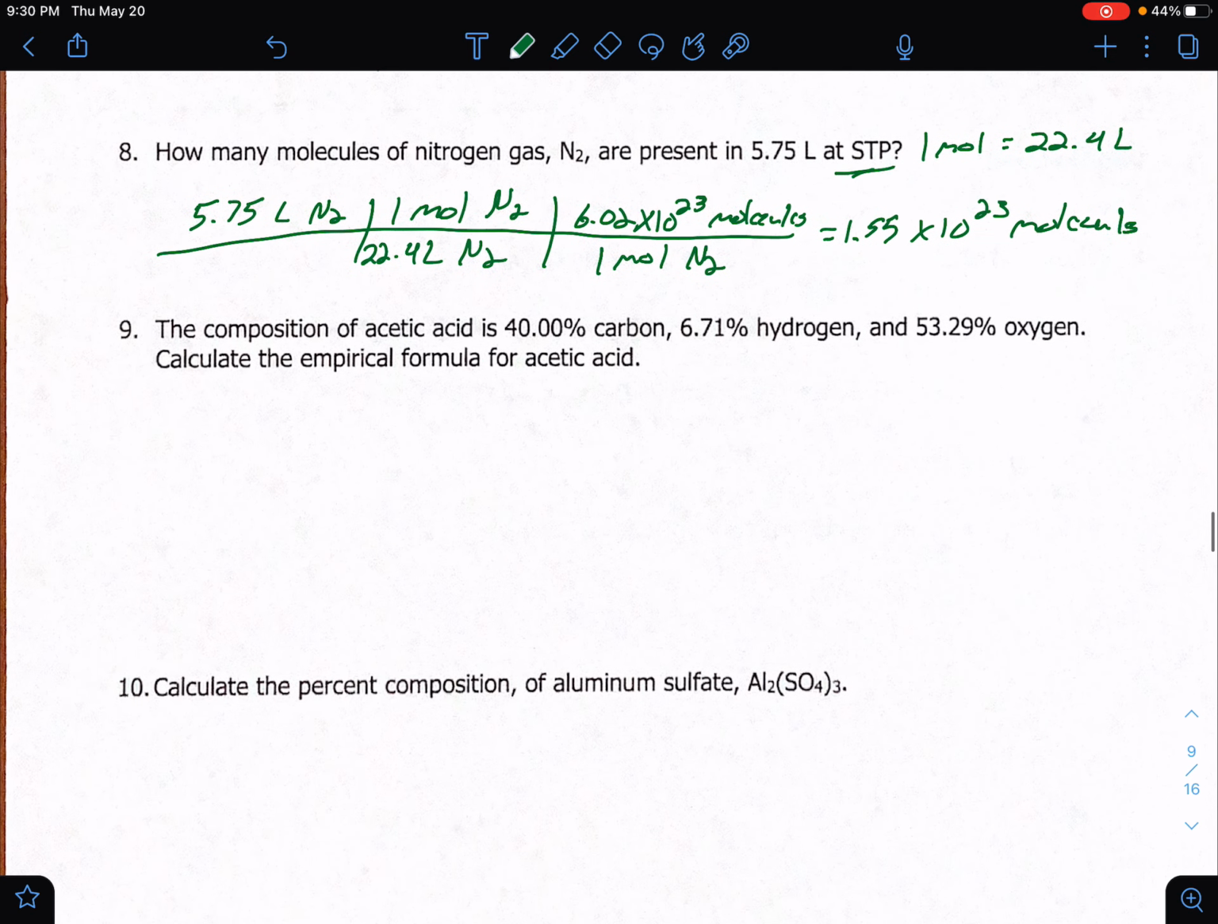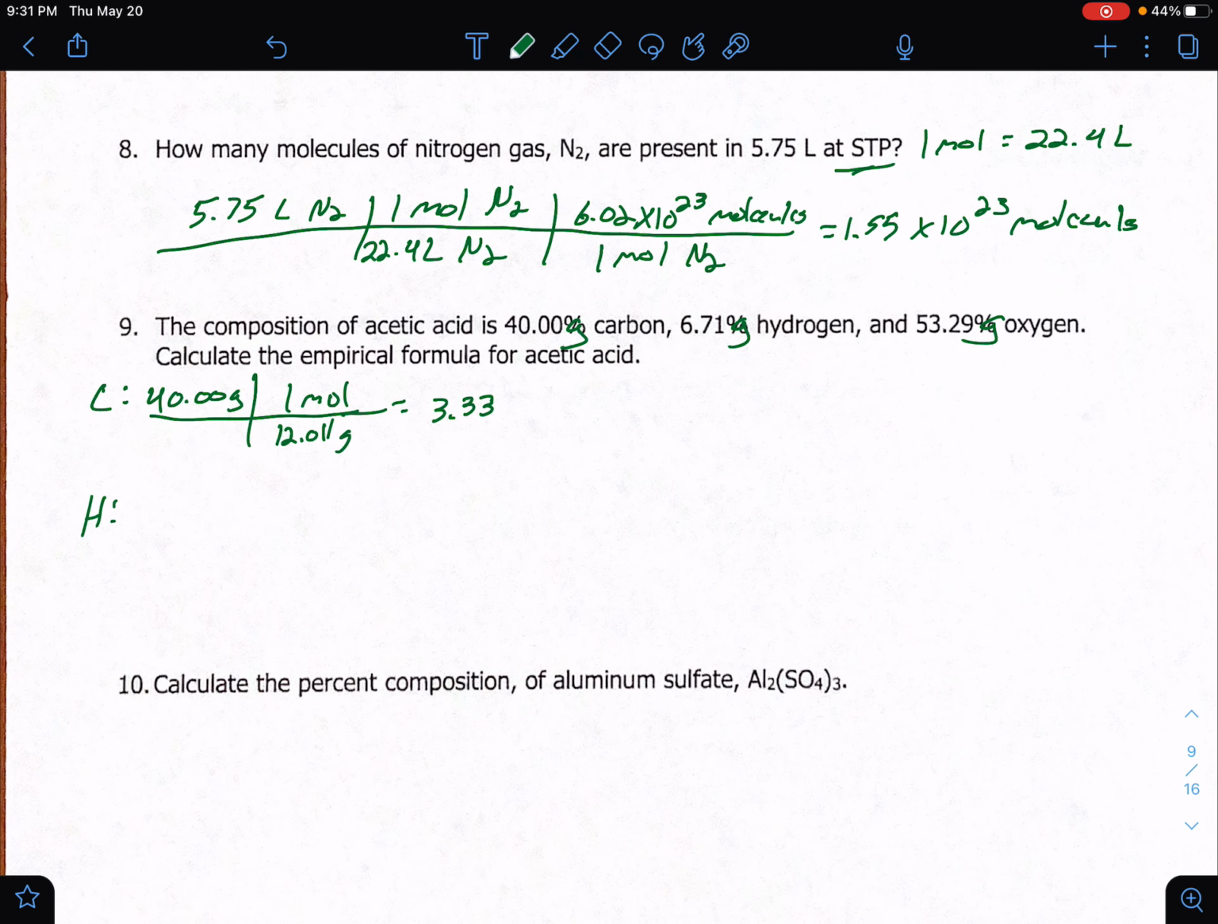9, so last two. The composition of acetic acid is 40% carbon, 6.71% hydrogen, and 53.29% oxygen. Calculate the empirical formula for acetic acid. So when we do empirical formula, you are going to treat these percentages like grams, and we're going to convert each one to moles. So for carbon, we're going to do 40.00 grams. Okay, and you're going to do the mass of carbon on bottom, so 12.011 grams equals 1 mole. Divide that out and you get 3.33.